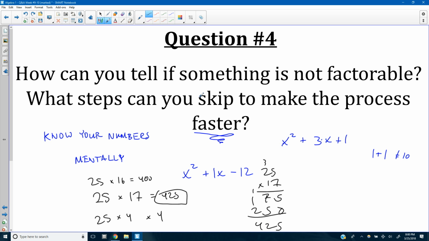Get into familiarity. Start listing your factors of numbers. Understand what is prime. Understand how odds and evens work. Understand how I list numbers divided by 1, 2, 3, 4, etc. You'll get really good at this.